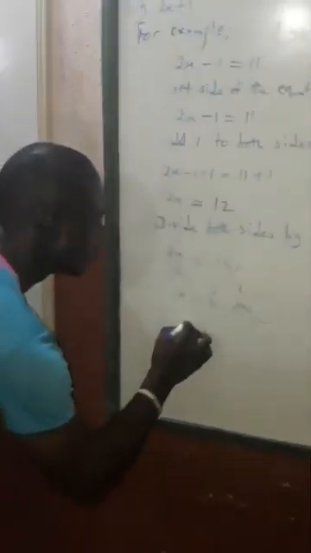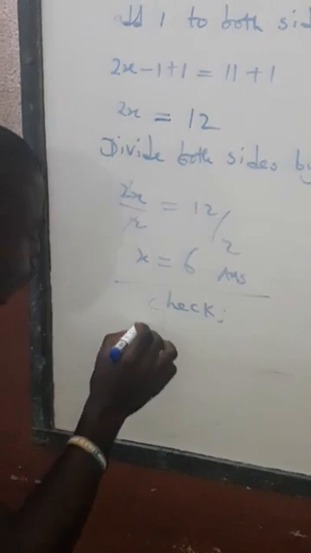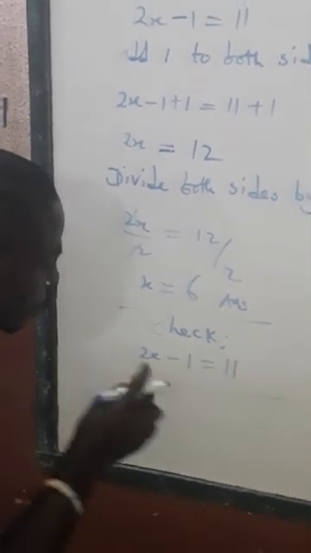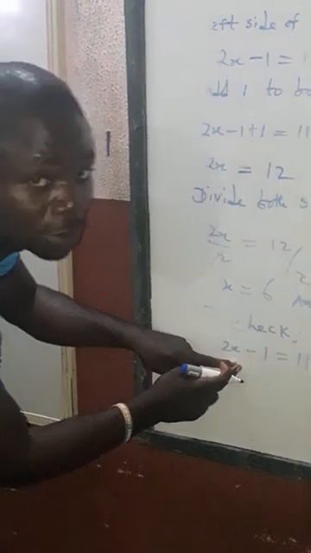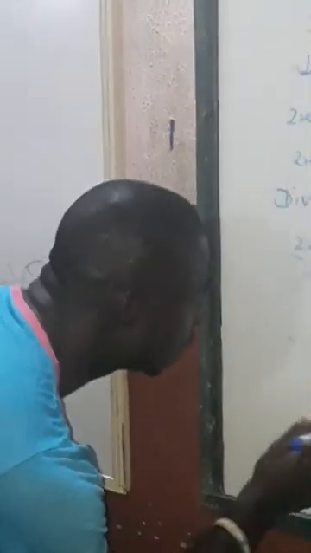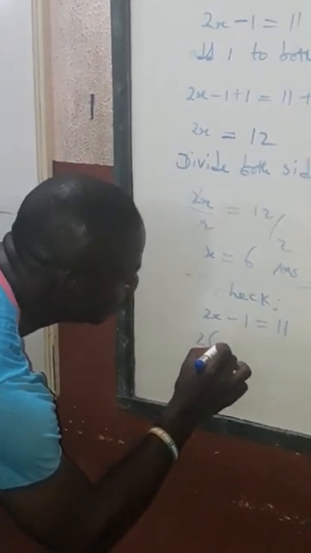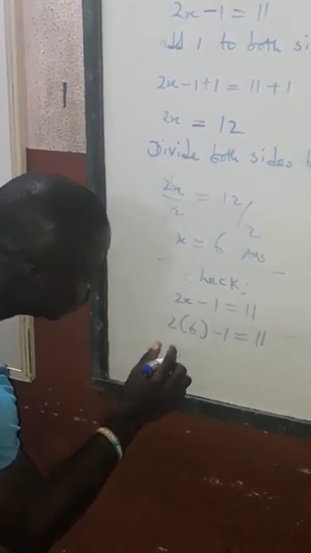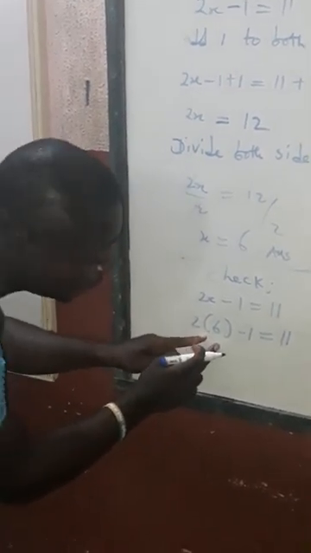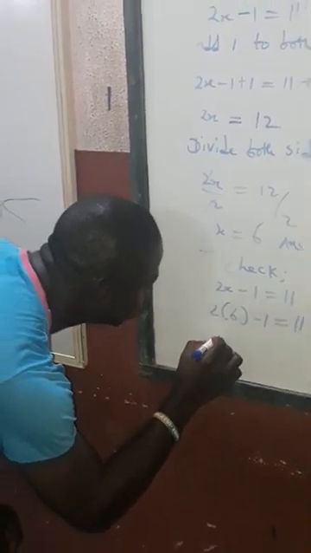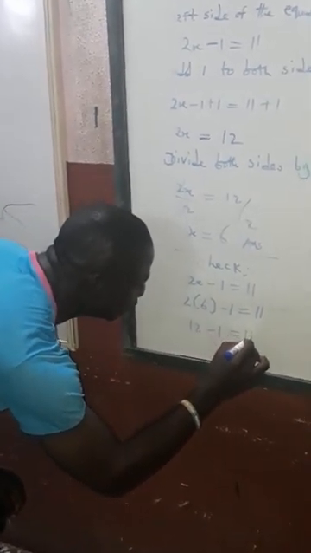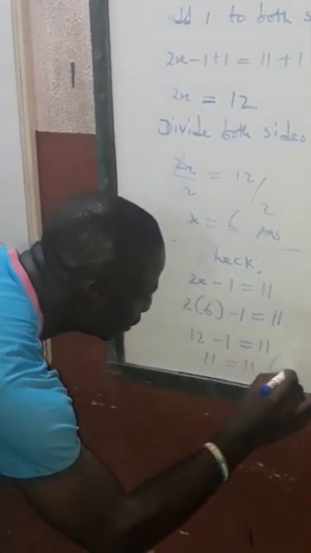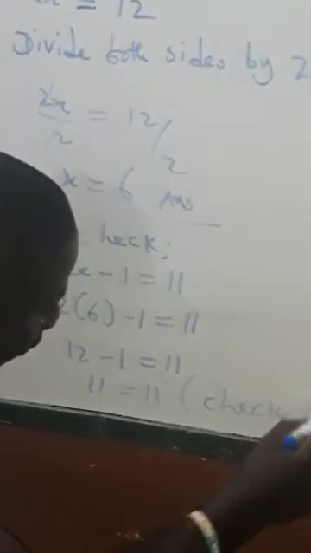Now, let's check. 2x minus 1 is equal to 11. Wherever you see x, you put 6 to know whether the equation is right. So you now have 2 into brackets 6 minus 1 is equal to 11. The bracket signifies multiplication here. So 2 times 6 is 12, and 12 minus 1 is 11. So 11 is equal to 11. Checked. Correct. That's that. As simple as that.